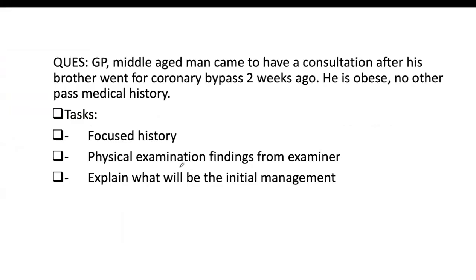So, CVS risk assessment. All of you know what a CVS risk assessment is, that 5-yearly cardiovascular chart that we use. So you are a GP, and a middle-aged man comes to have a consult after his brother went for a coronary bypass 2 weeks ago. He is obese, with no other past medical history. You have to take a focused history from him, physical examination findings will be given, and explain what would be the initial management.